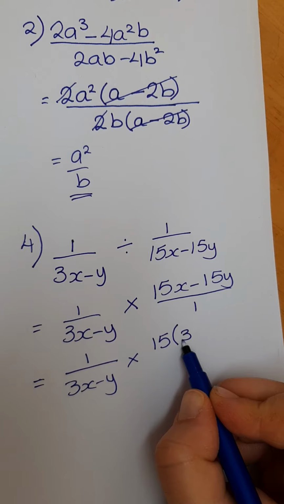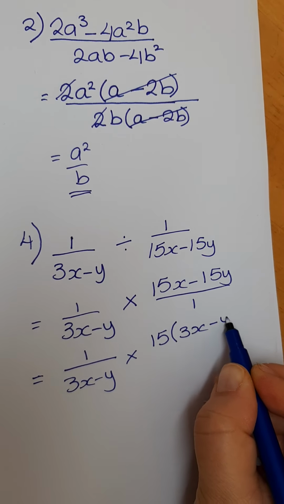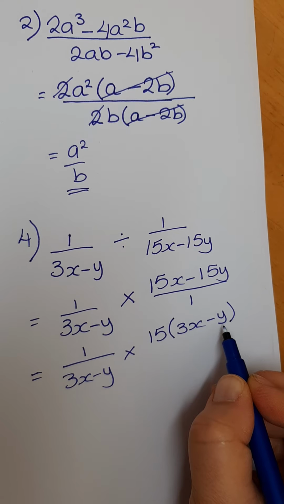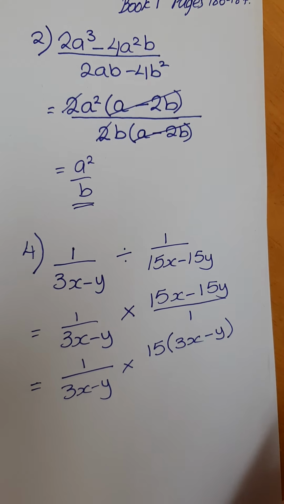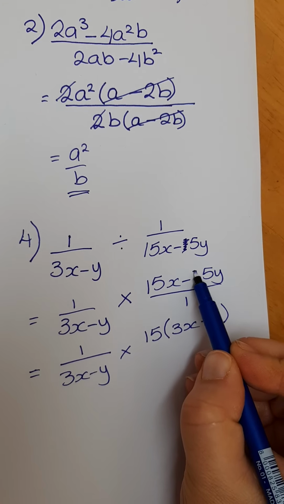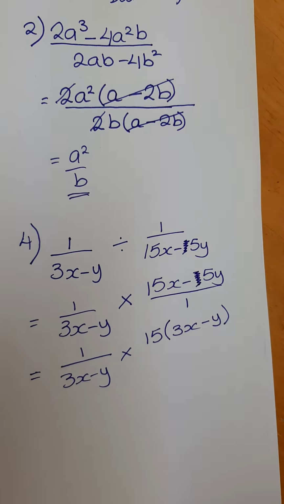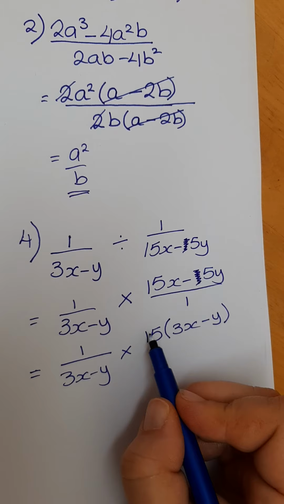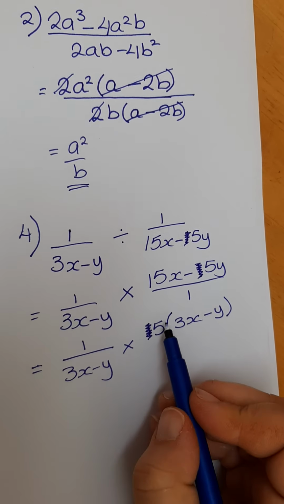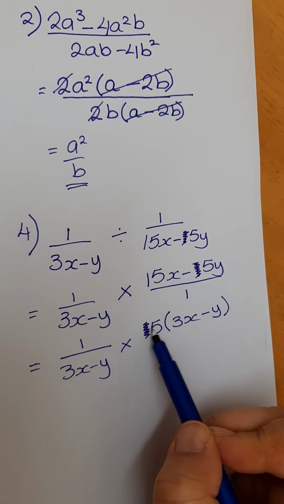And that's 3x minus y. That's very strange, isn't it? I've actually written a question down wrong. That doesn't help. That should be a 5 here. This should be a 5. I'm sorry. So 15 is not the common factor. 5 is the common factor. So 5 is a common factor.